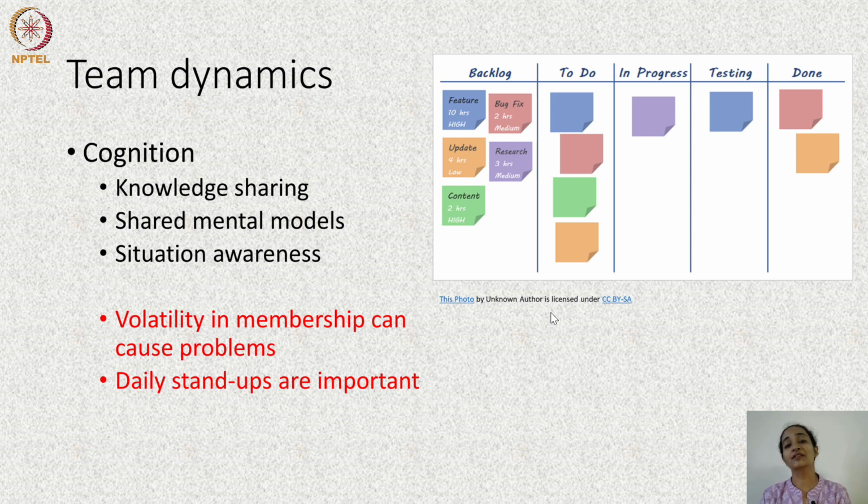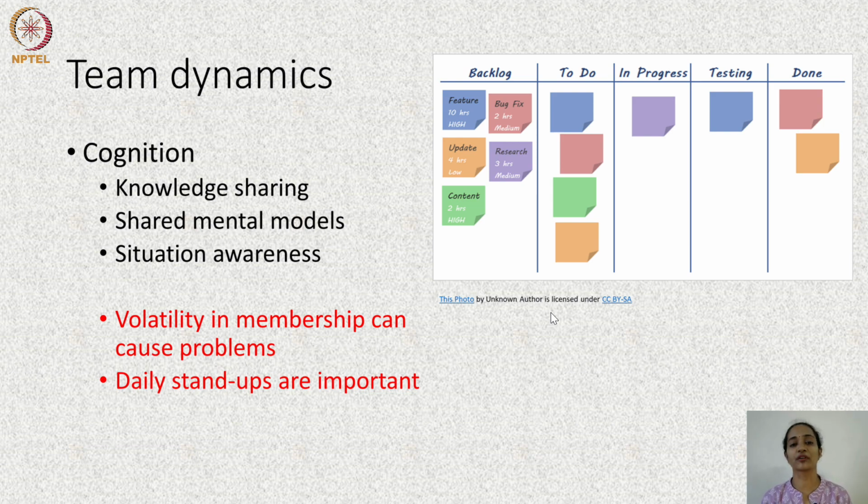Not only that, considering the sprints in which the teams will be involved, all the team members should have a very good awareness of the situation of the team. Some of the different ways in which the teams can build this is by using the mechanisms which I had talked about in the previous slides.